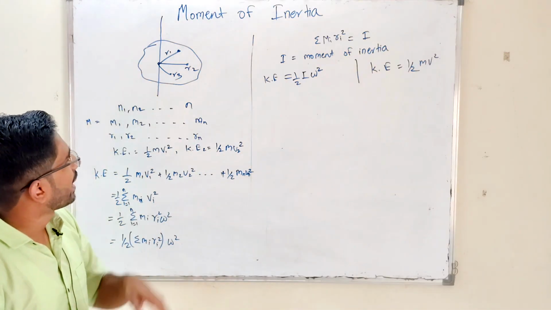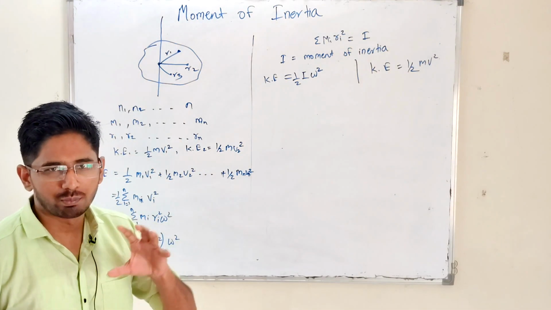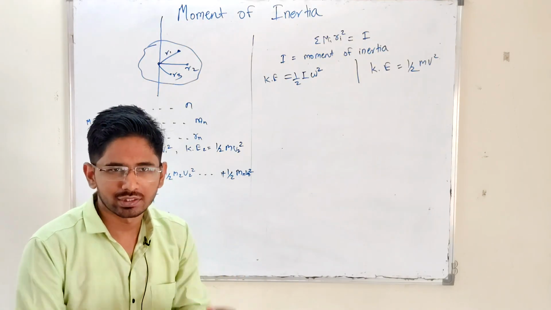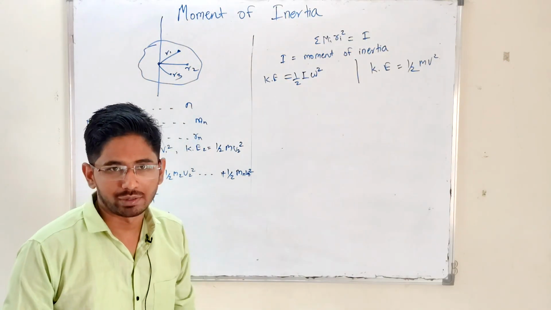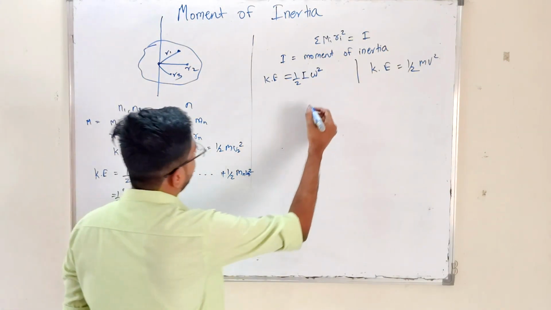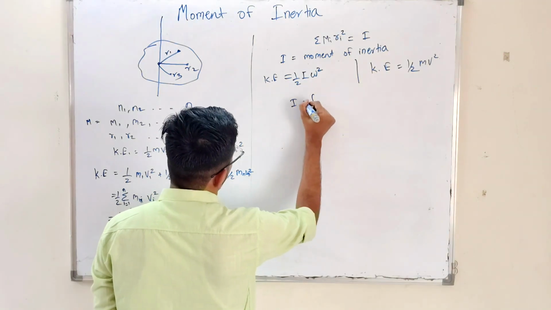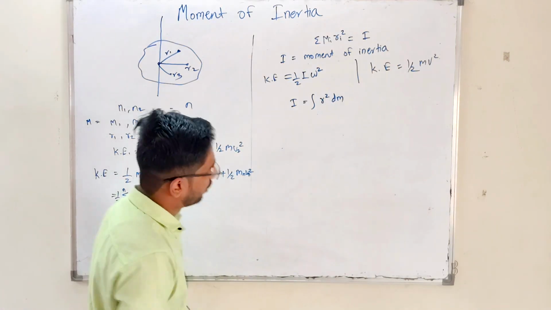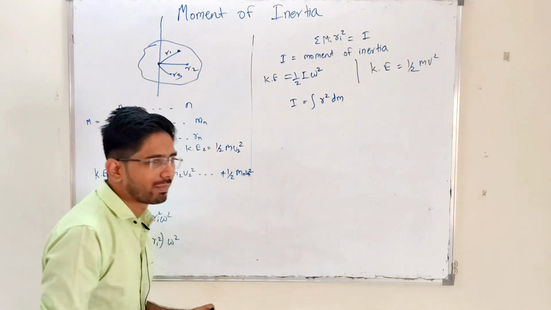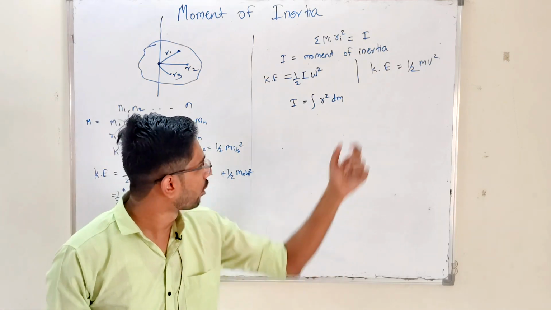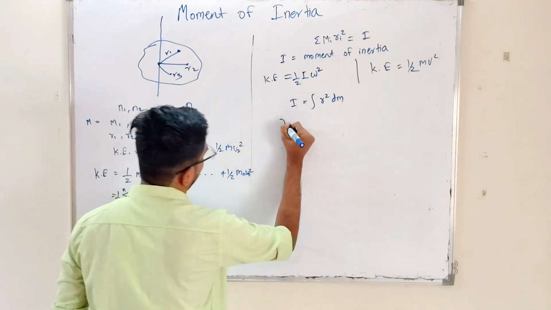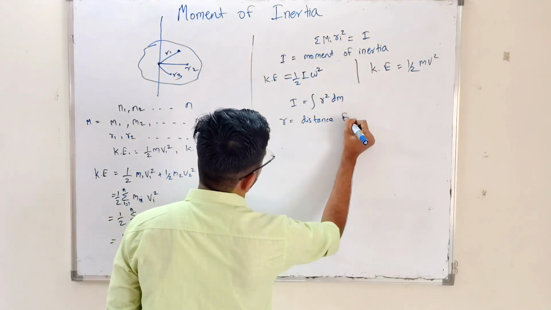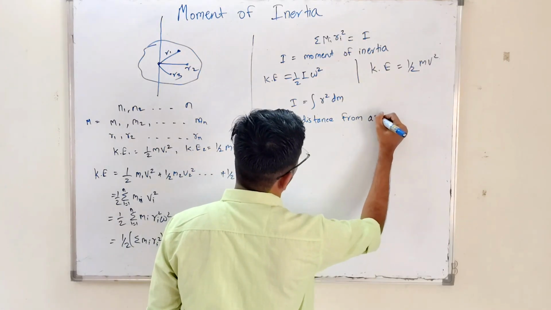And here we have considered the object to be made up of a small, finite number of individual particles, which is what the object is made up of. But for practical reasons, we consider it as an integral, where dm will be the individual mass, that small mass component of the object, and r will be the distance from the axis of rotation.